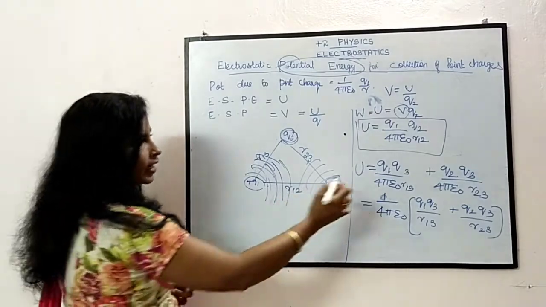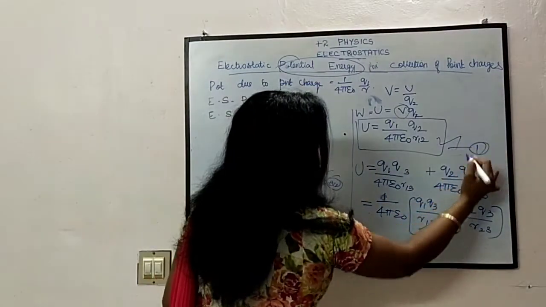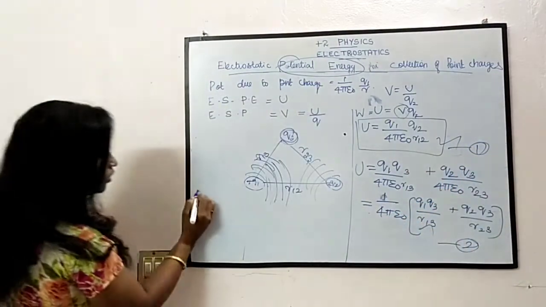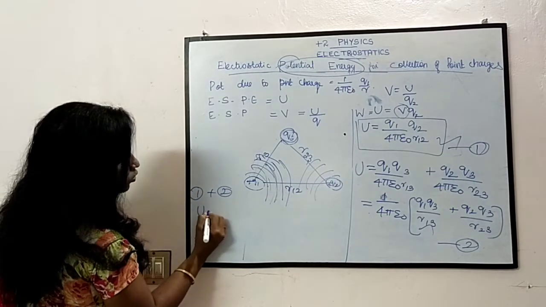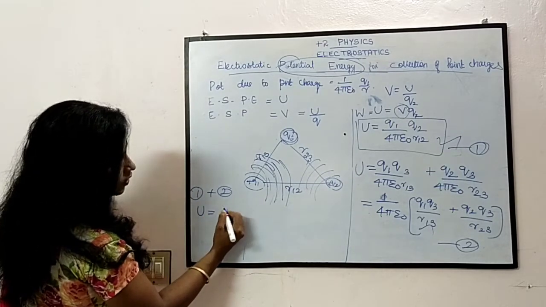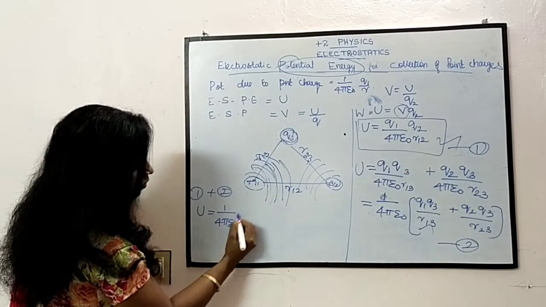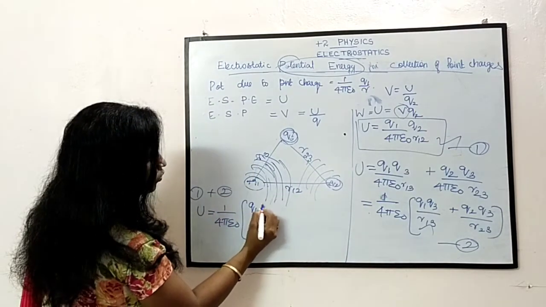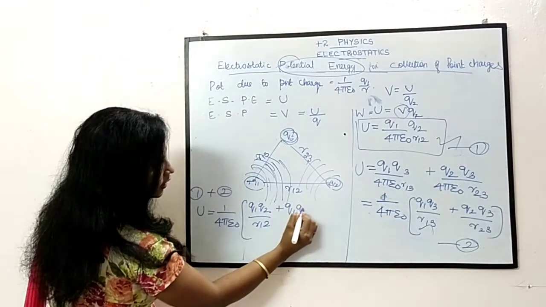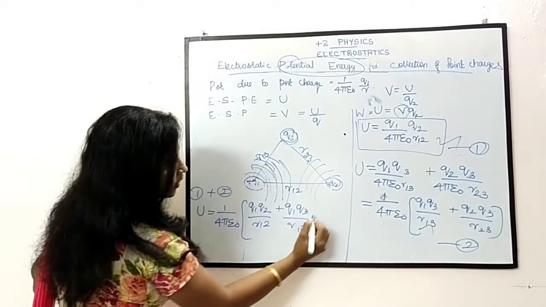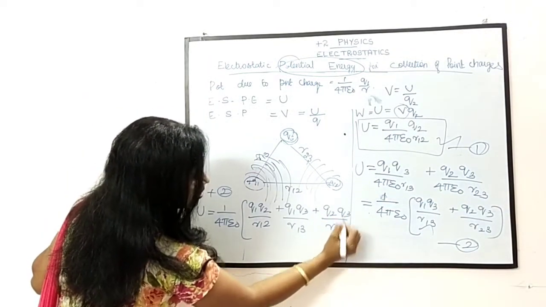Okay, so finally when you add up, what will be the value? Take it as equation 1 and equation 2. You have to add both 1 and 2. So what will be the answer? Total potential energy is equal to, you can take 1 by 4 pi epsilon naught as common. Here that is Q1 Q2 by R12. Here Q1 Q3 by R13 plus here Q2 Q3 by R23. So this is the answer.